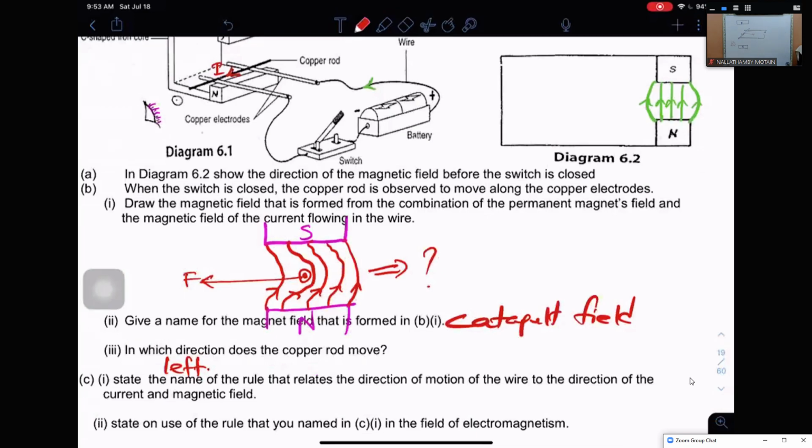State the name of the rule that relates the direction of the motion of the wire to the direction of the current and the magnetic field. So they ask you, name the rule. What rule is that? Fleming's left-hand rule. Yes, write with the correct spelling. Fleming's left-hand rule.